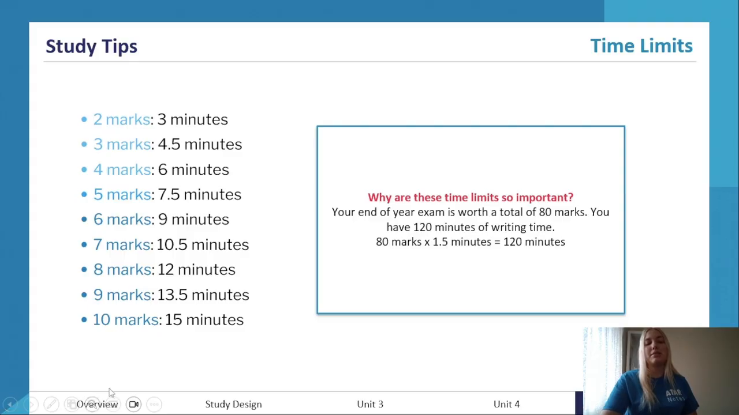Showing you the time limits. Sorry, guys. This shows that your 10 marker you should only spend 15 minutes on.